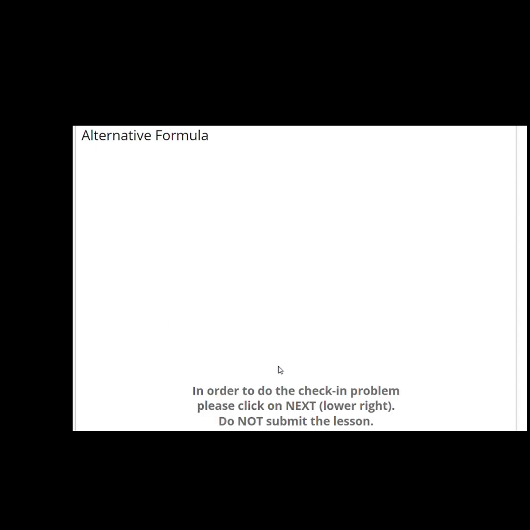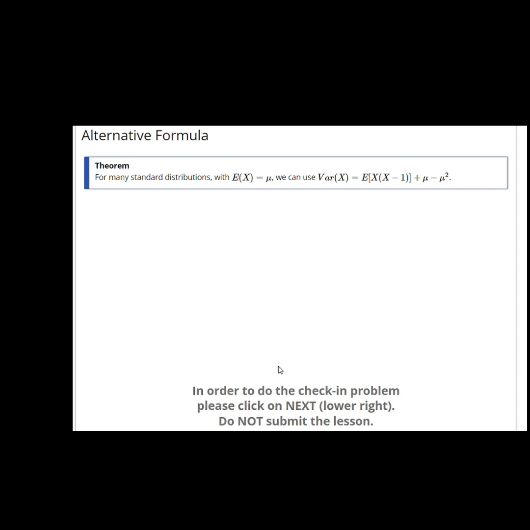Alternative formula. For many standard distributions with the expected value equal to mu, we have another formula for variance, which is sometimes more convenient: the expected value of the quantity X times X minus 1, plus mu minus mu squared. We prove this by expanding E of X times X minus 1, leading to E of X squared minus X, and then adding on mu minus mu squared. That produces E of X squared minus E of X plus mu minus mu squared.